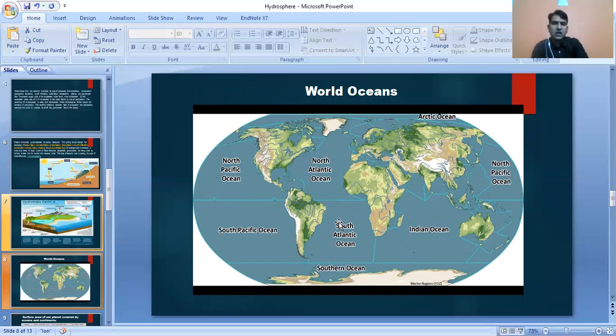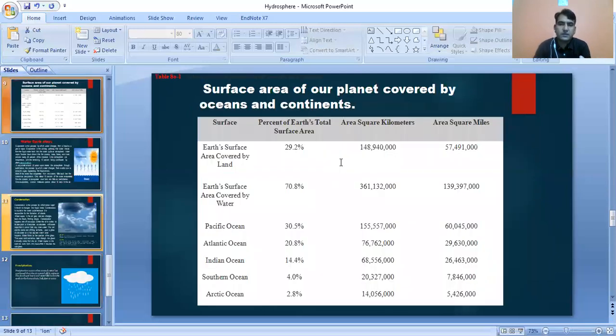Here we just have to see the location of these oceans. These are the world oceans, and how much we have. We have the Indian Ocean, the South Atlantic Ocean, the Southern Ocean, the South Pacific Ocean, the North Pacific Ocean, and the Arctic Ocean. We'll see how much water, in percentage or area, they cover.